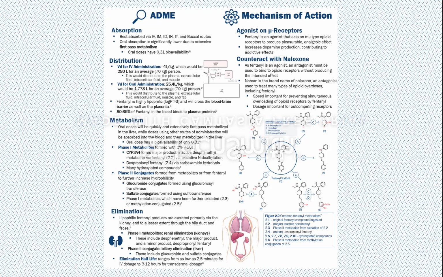Fentanyl's half-life varies significantly by the route of administration, being as short as 2.5 minutes for an IV dose and as long as 3 to 12 hours for a transdermal dose. Now we will discuss fentanyl's mechanism of action in the body.